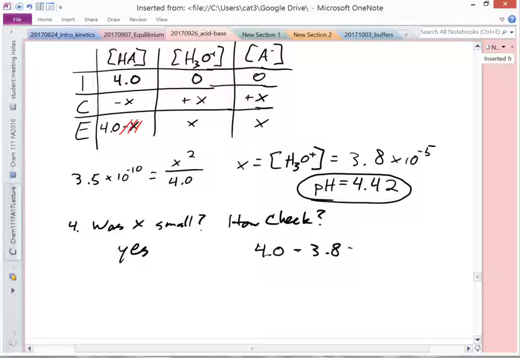-3.8 × 10⁻⁵. Why my pen is leaking today. = 4.0. To 2 sig figs, the phase doesn't change. There are many, many potentially correct answers to 4. That's the way I was thinking about it in addition.